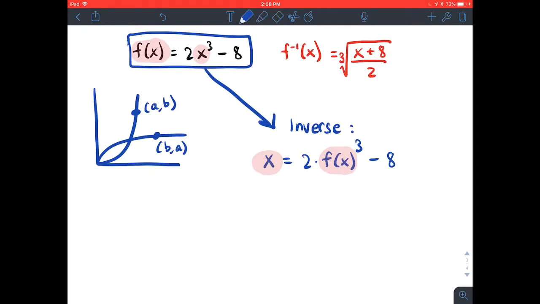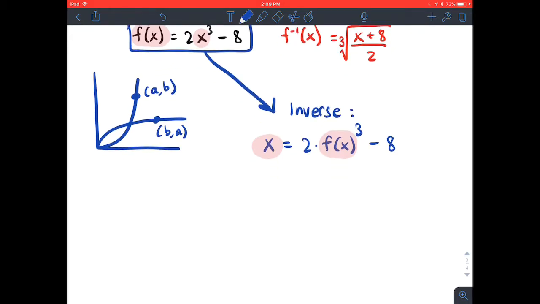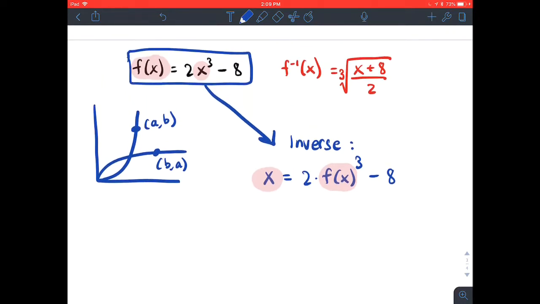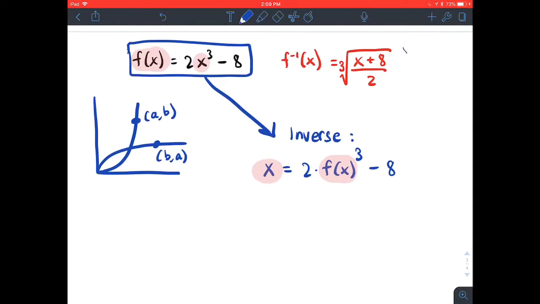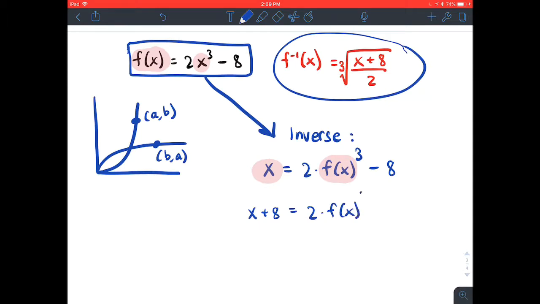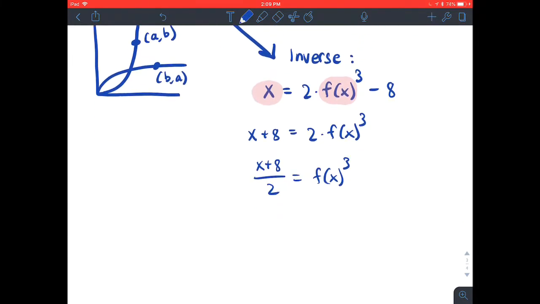But then we want to get it in the form f of x equals something, so we need to solve for f of x. And notice when we solve for x, what you will naturally do is undo each of the operations that was done in the original function and do the inverse operations in the inverse order. So doing the same steps that we just did mentally up here, we are first going to add 8. So we will get x plus 8 equals 2 times f of x cubed. And we'll divide both sides by 2. Get x plus 8 over 2 equals f of x cubed. And then we'll take the cube root of both sides.